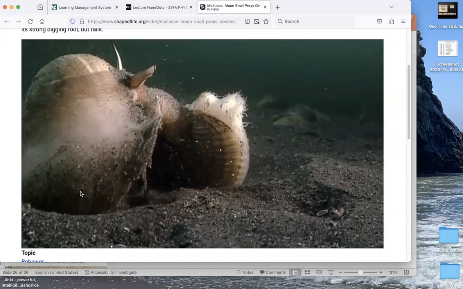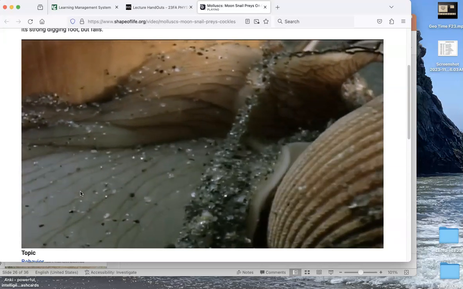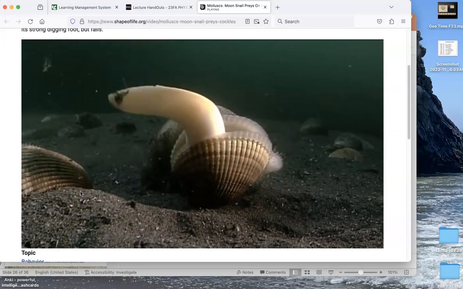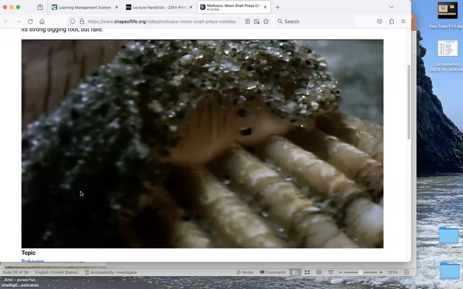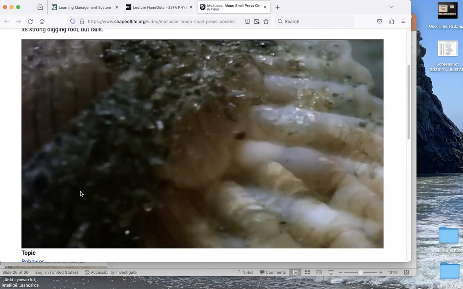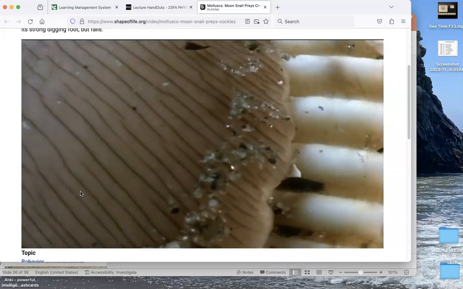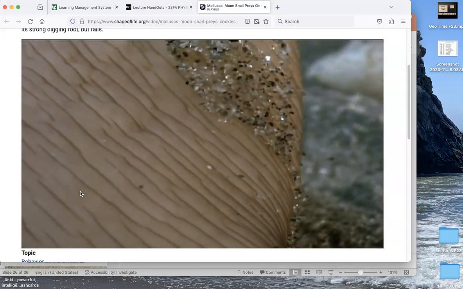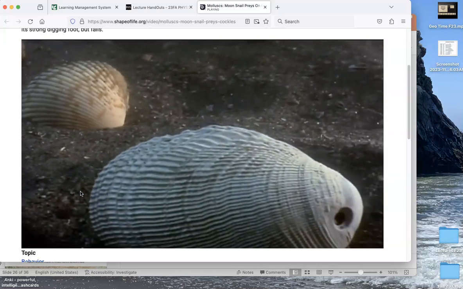This time, the aggressor succeeds. The moon snail's enormous foot begins to smother the hapless cockle. Even a hard shell can't stop the well-equipped moon snail, which can drill right through to feed on the animal within.